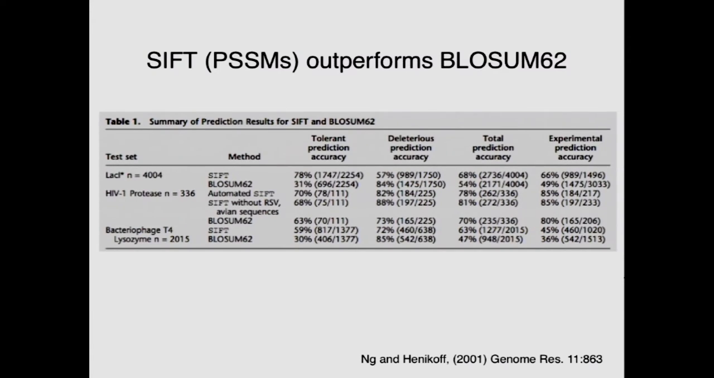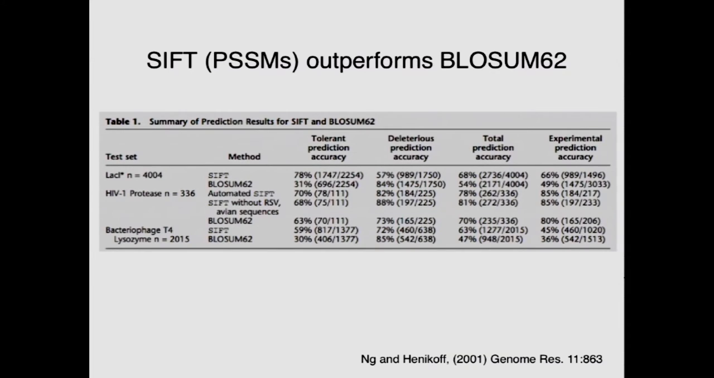If you use a position-specific scoring matrix, you do better, okay? Instead of 54% of the time, it's 68% accurate. It's not 100% accurate. It's not even 75% accurate. It's much better than using BLOSUM62, but BLOSUM62 actually gets you a long way there, all right? Here's the same kind of thing for HIV protease, where they've got tons of mutations. Here, it turns out BLOSUM62 is going to be right about 70% of the time, and SIFT is going to be right about 80% of the time. So BLOSUM62 really has a lot of information in it.